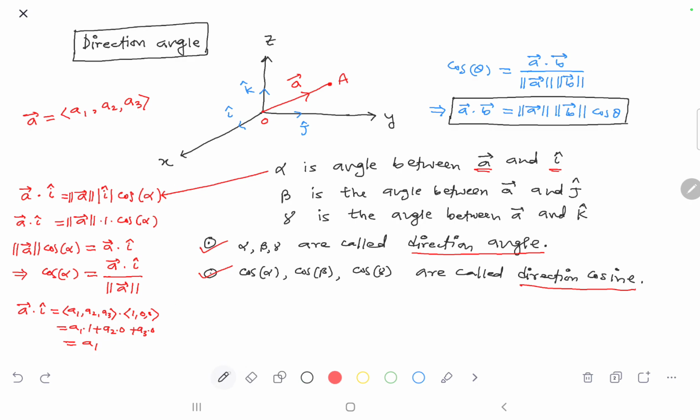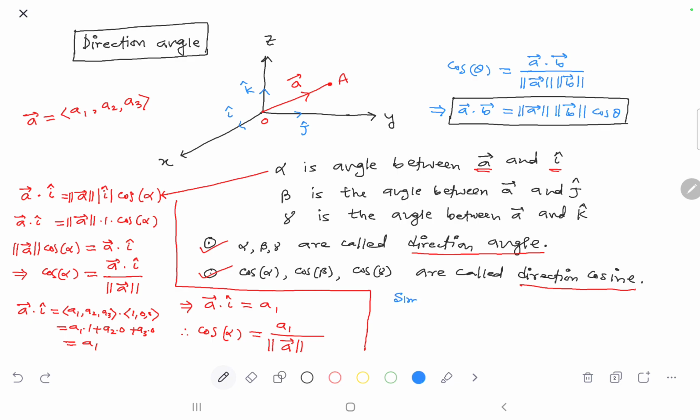So basically, let me write here the situation that we are getting. This implies that A vector dot i cap is nothing but the first component of the a vector. So cosine alpha is nothing but the first component of the a vector divided by the magnitude of the a vector. Similarly we can find cos beta and cos gamma. Cosine of beta will be a2 divided by the magnitude of a, and cosine of gamma is nothing but a3 divided by the magnitude of the a vector.